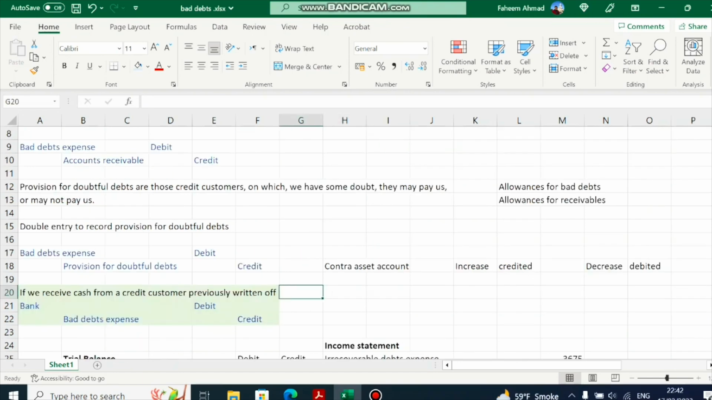Next, we have another possibility. If we receive cash from a credit customer whose debt we previously written off. So this is the double entry for a debt that has been recovered that has been previously written off. So we receive money in the bank. So bank increases. Bank is an asset, increases debit, and we will credit bad debt expense. So please remember this double entry. When we receive cash from a credit customer previously written off, we debit bank, credit bad debt expense.